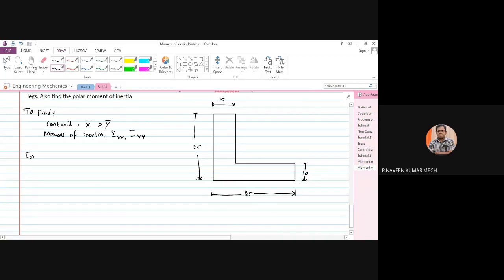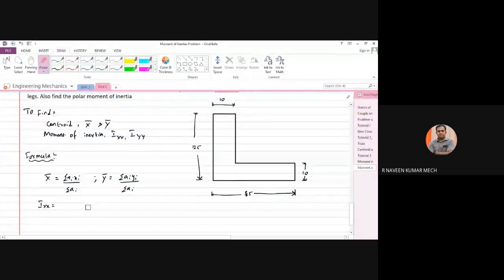Formula for finding: X bar is equal to summation of Ai xi divided by summation of Ai. Y bar is equal to summation of Ai yi divided by summation of Ai. Similarly, Ixx is equal to small Ixx plus A. Since we have more than one area, we have to use a summation.